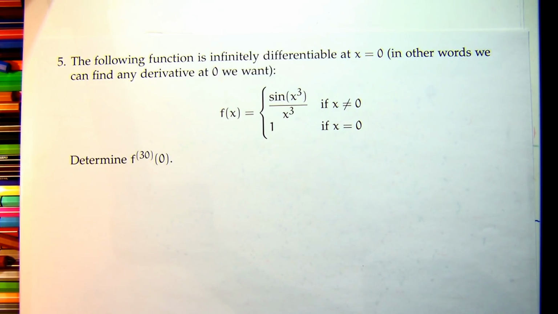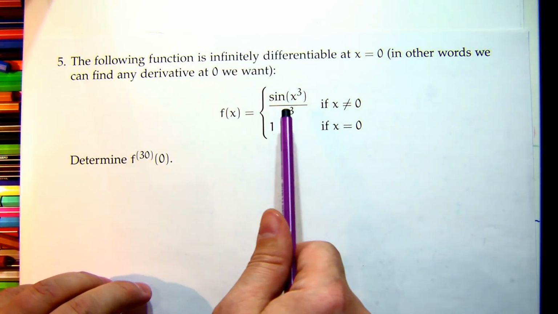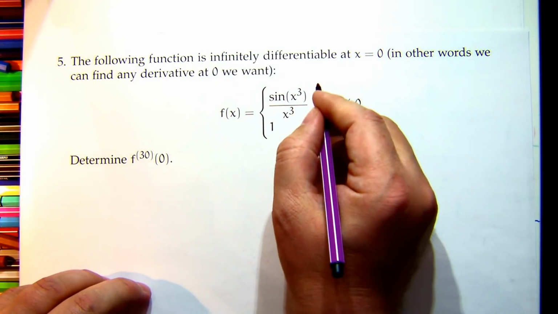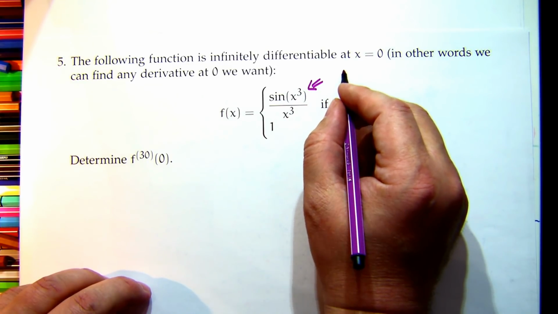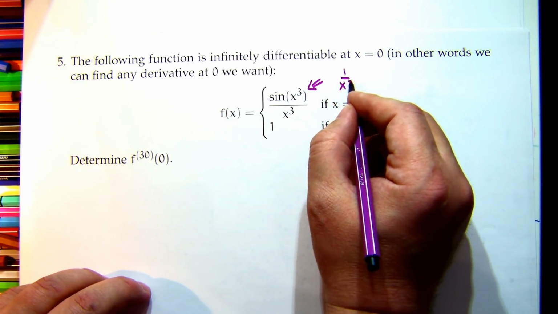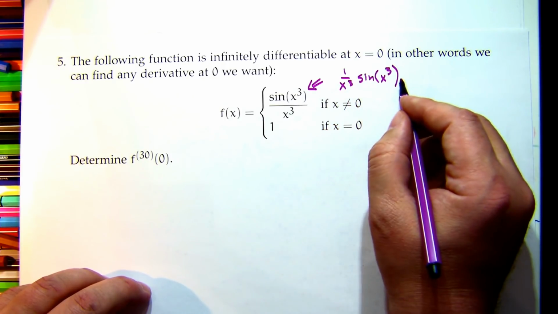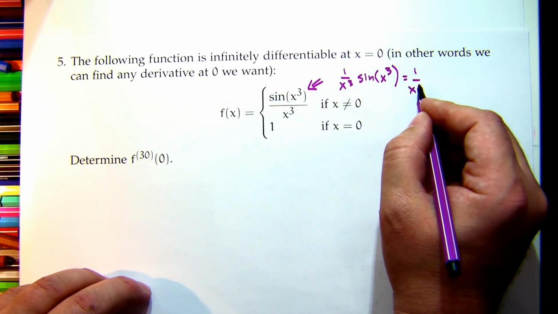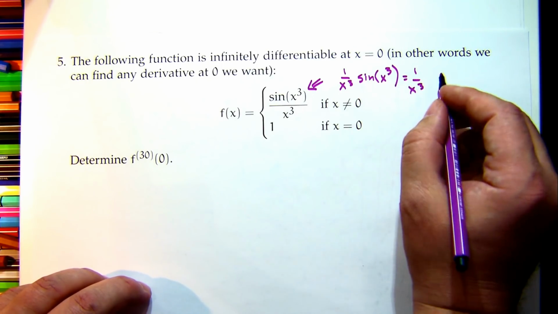Okay, so we want to find the 30th derivative at 0. So what we do is we say, hey, this is kind of a red herring. Let's think about what the power series is. So focus on this. If you don't like the word power series, just think Taylor series. So I'm going to take this and rewrite this as 1 over x cubed sine of x cubed. And I know the Taylor series for sine.